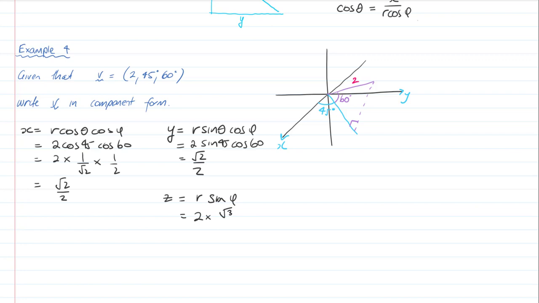And then finally, Z is equal to R sine of phi, which is equal to 2 times root 3 on 2. That's just equal to root 3. So in component form, V is equal to root 2 on 2, comma, root 2 on 2, comma, root 3. And that was fun, wasn't it? So that's example 4, and we're through our representing three-dimensional vectors in polar form. All the best.